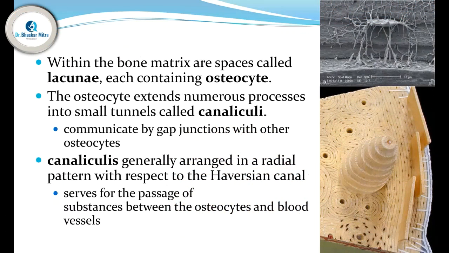Now, there are some spaces in between these lamellae. These are called lacunae, meaning gap, which contain the osteocytes. These osteocytes have numerous processes. Through these processes, they communicate with the other osteocytes, and the small channels in between are called canaliculi, through which the osteocytes get gap junction attachment to the other osteocytes. This serves the passage of substances between the osteocytes and the blood vessels.